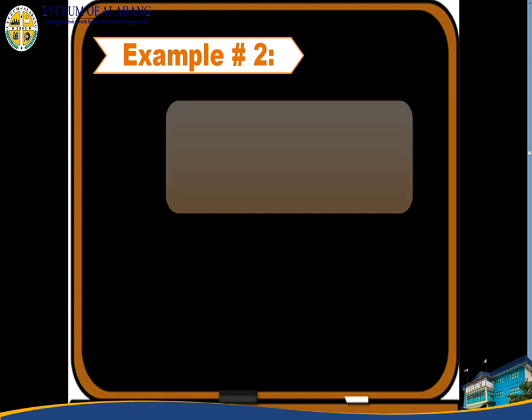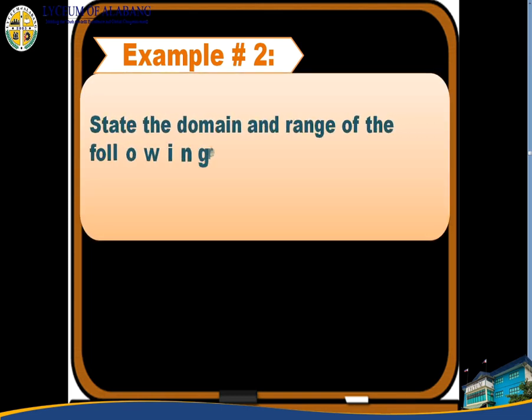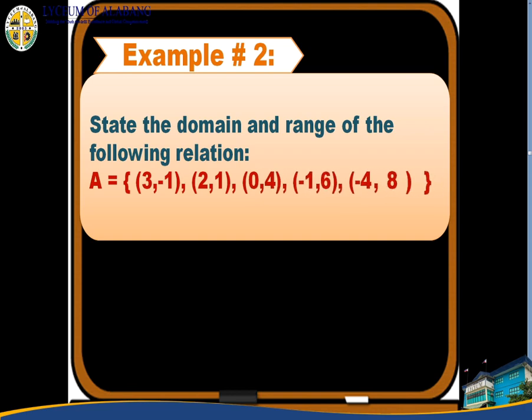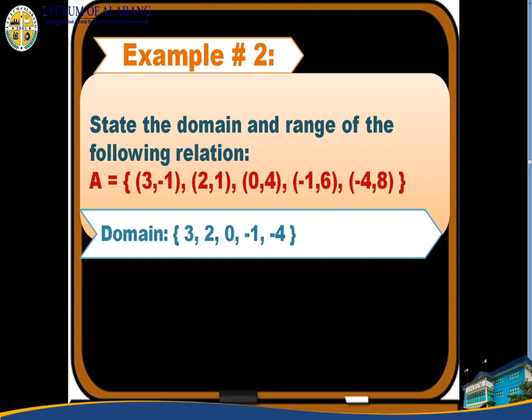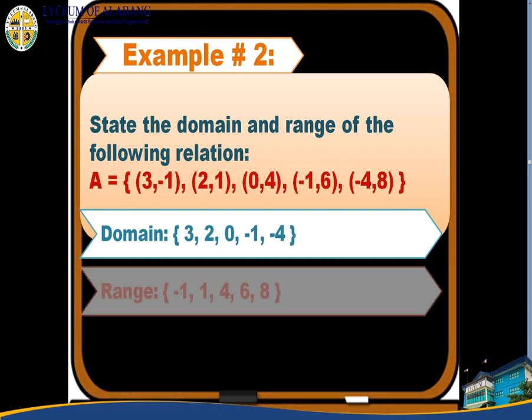Example number 2. State the domain and range of the following relation. A is equal to the set of (3, -1), (2, 1), (0, 4), (-1, 6), (-4, 8). The domain of this relation is the set of 3, 2, 0, -1, and -4. And the range of this relation is the set of -1, 1, 4, 6, and 8.